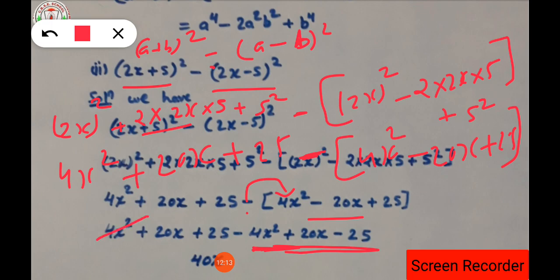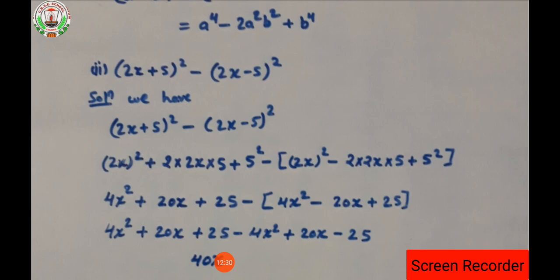Now positive 4x square and negative 4x square will get cancelled, plus 25 minus 25 will get cancelled. What term is left? That is 20x plus 20x. So 20x plus 20x, the answer will be 40x. Clear?